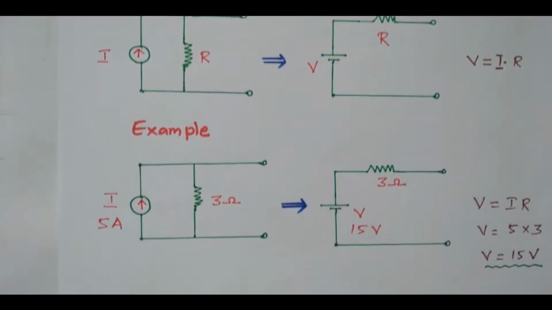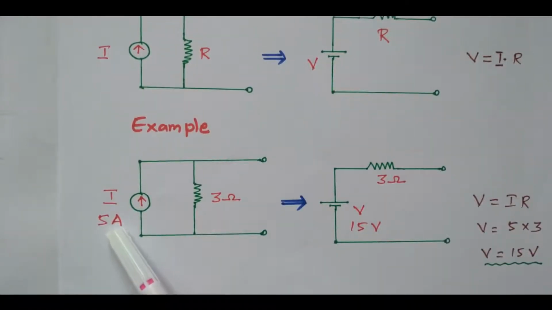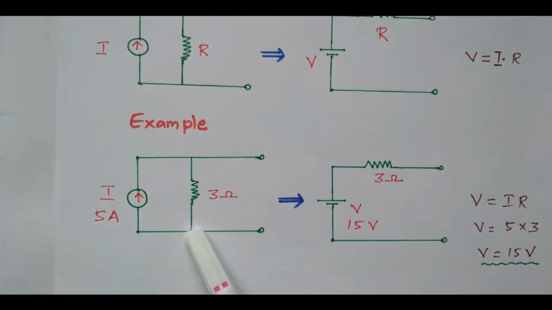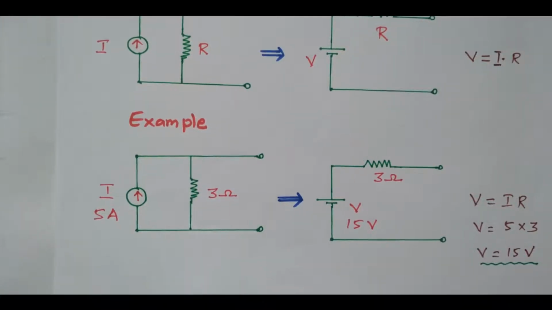We'll see one example. So here a 5 ampere current source is available. Internal resistance 3 ohm is connected in parallel. So that can be converted into voltage source in series with the internal resistor 3 ohm. Then how will you find this voltage? V equal to I into R. So I is 5 ampere, R is 3 ohm, so 5 into 3, 15 volts. Right? So current source in parallel with the internal resistor is now converted into voltage source in series with the internal resistance. Now we'll see some more problems.